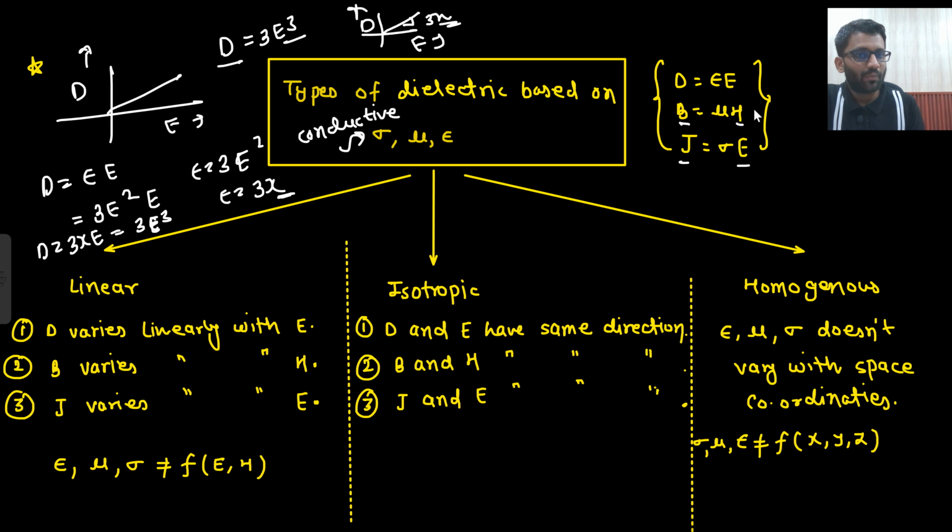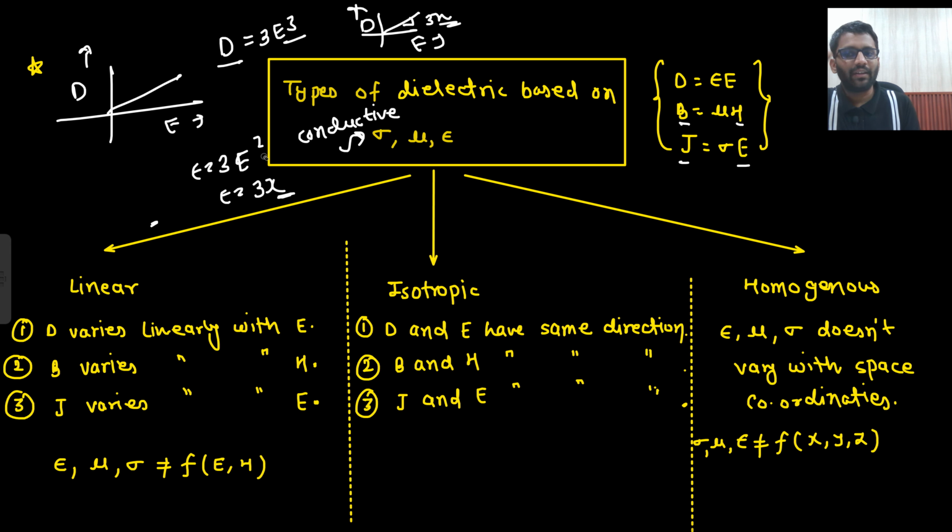Same goes for B is equal to mu H. If mu is a function of H, then there is an issue. If sigma is a function of E, then there is an issue. So epsilon, mu and sigma should not be a function of E and H for a linear medium. Is that clear to you?